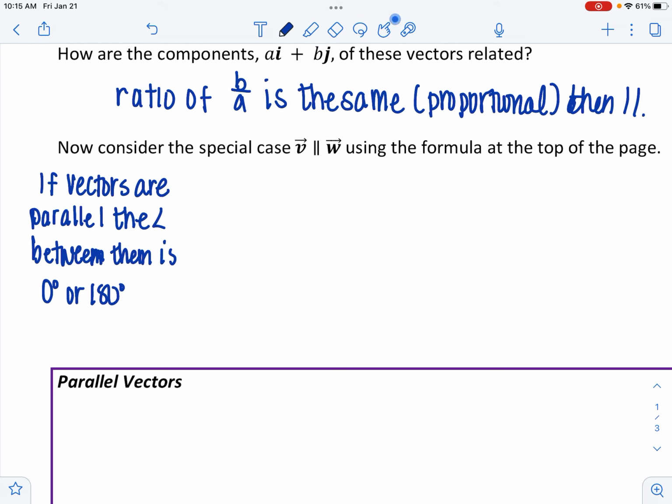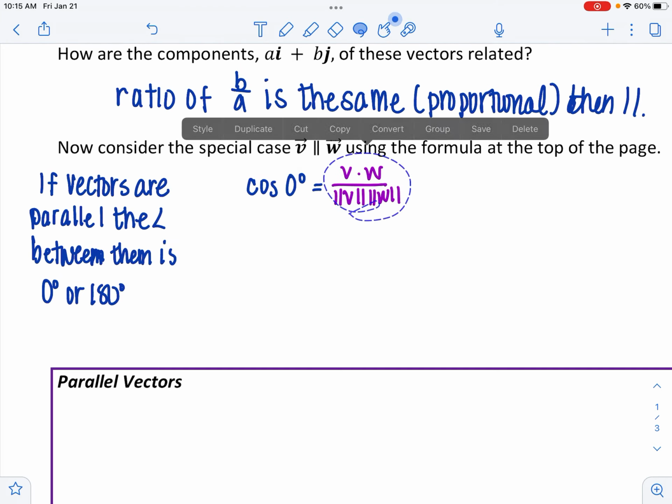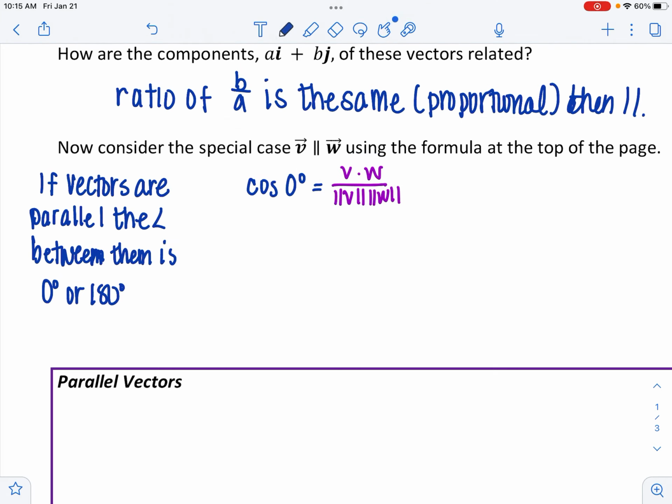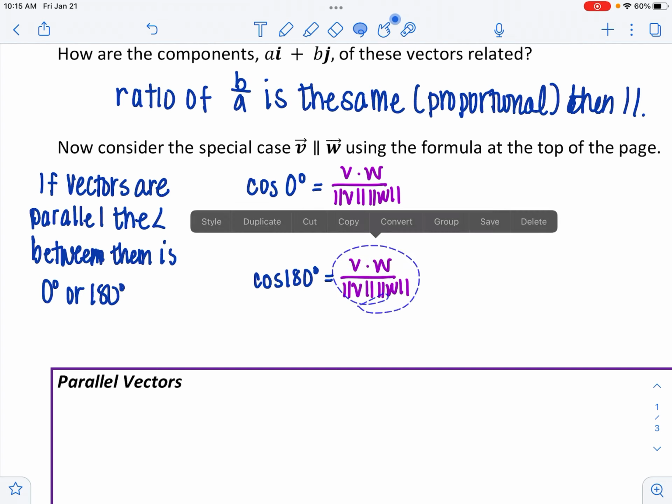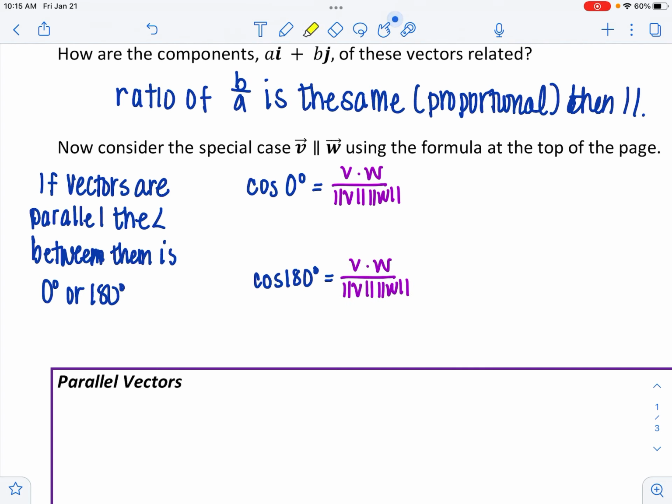So we're going to have to do both. We're going to have to say theta is 0 degrees and theta is 180 degrees. All right, so let's write our two equations. We have cosine of 0 degrees is equal to that formula, which hopefully, yes, still pasted. And then we also have cosine of 180 degrees is equal to that angle formula there. There we go. Okay.